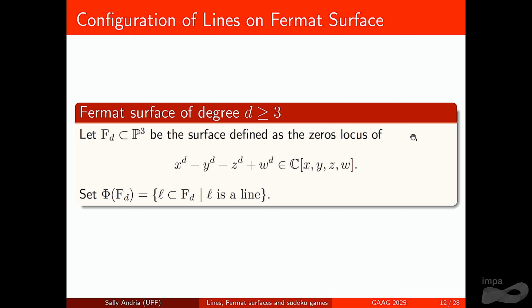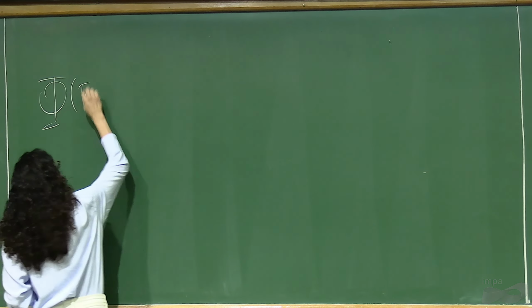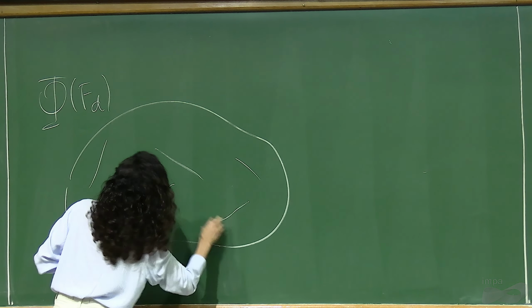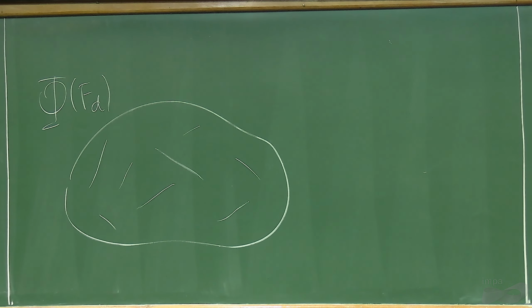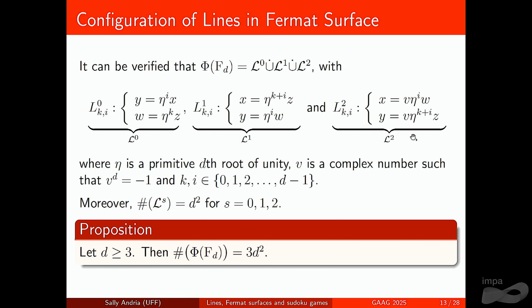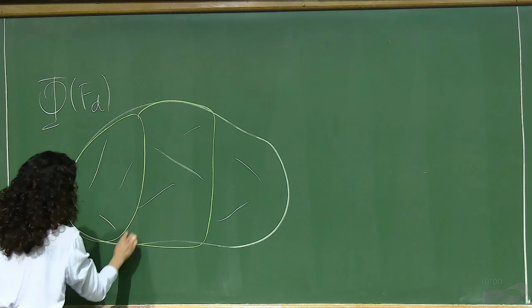So, our Fermat surface is given by the zero locus of this equation, and we denote by phi FD the set of lines on the Fermat surface, okay? Not so beautiful, this drawing, but it's acceptable. And what technique do we use? We made a stratification. So we subdivide this set of lines into 3 disjoint sets.